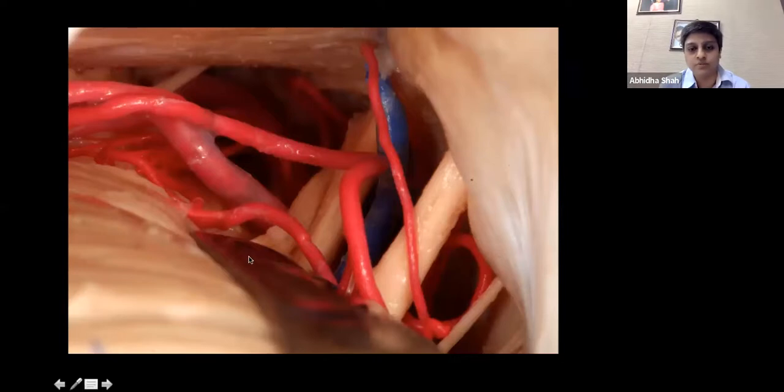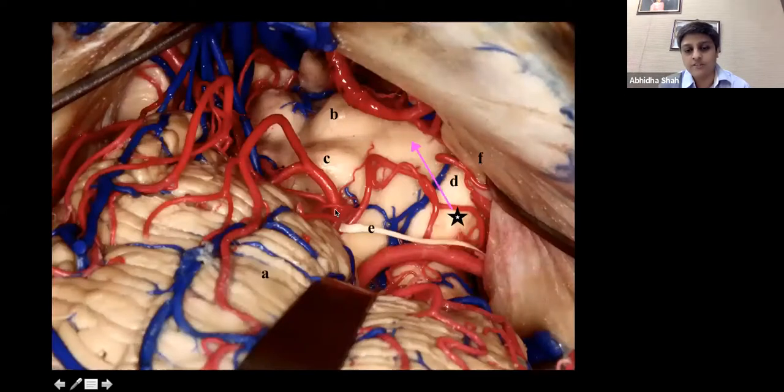So this is in the sitting position, the supracerebellar route. The cerebellum has been depressed. And if you see the cerebellum has been depressed, you have to cut the tent to reach this region. You identify the trochlear nerve by cutting the tent and displacing it inferiorly. And this is the entry point, and this is the trajectory to approach the lesion.